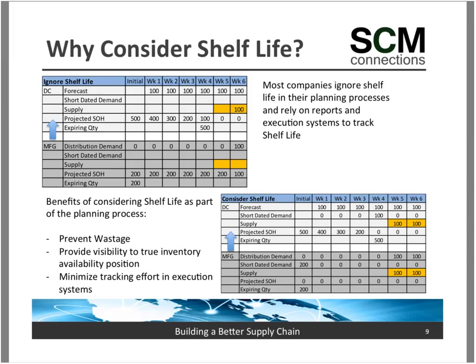So if you were ignoring shelf life, essentially you would consider that you still have 100 available over here, so you aren't going to generate any supply over here. But over here, where you've used up all of your 500, you will generate additional supply. And in this example over here, even though you've got inventory, this inventory is expired, but because we aren't considering shelf life as a part of the planning process, I'm not going to generate any additional supply over here because I'm going to see this as available inventory.